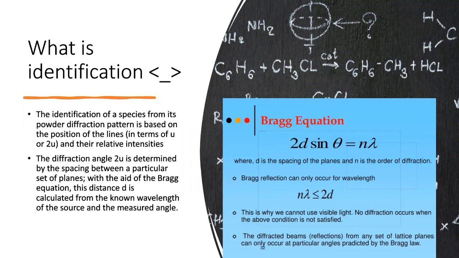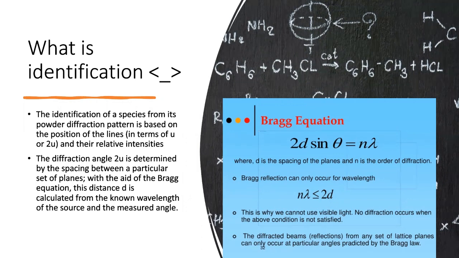The diffraction angle 2θ is determined by the spacing between a particular set of planes with the aid of the Bragg equation. This distance d is going to be calculated from the known wavelength of the source, so that's the x-rays that you're using, and the measured angle.